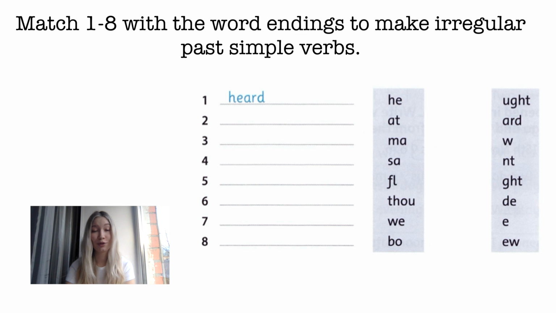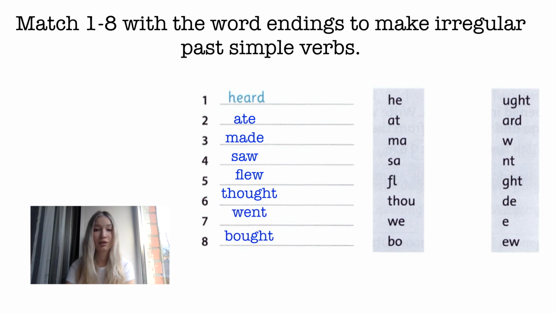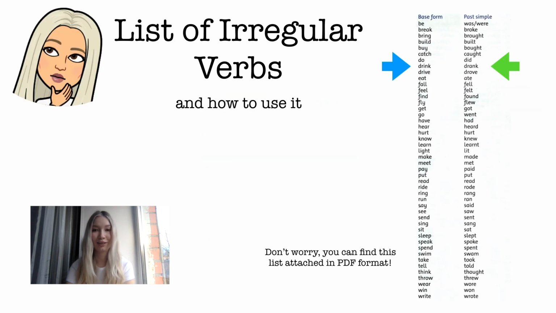Okay, now I hope that you're ready to check your answers. So, number 2, at. Number 3, made. Then saw, flew, thought, went, bought. I hope that you did everything correctly.